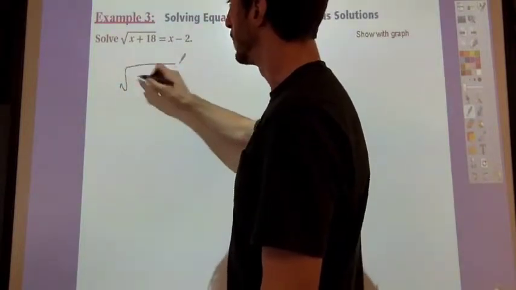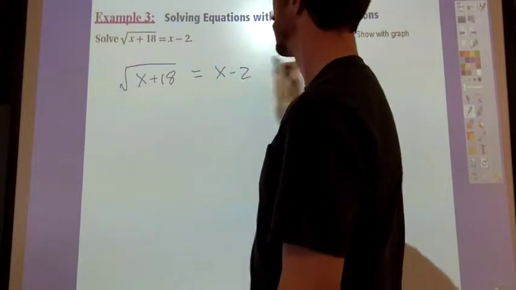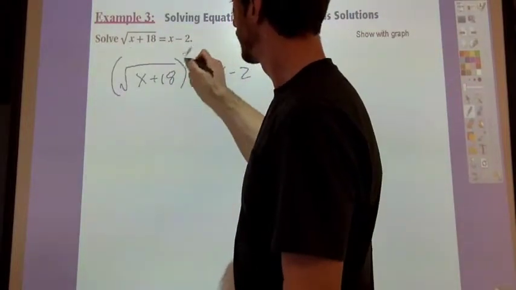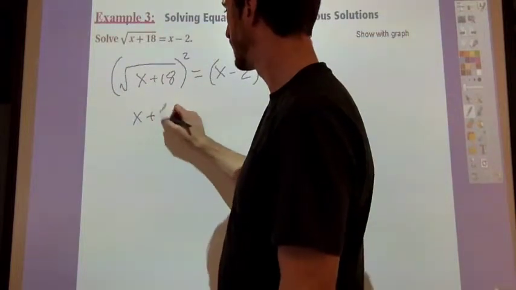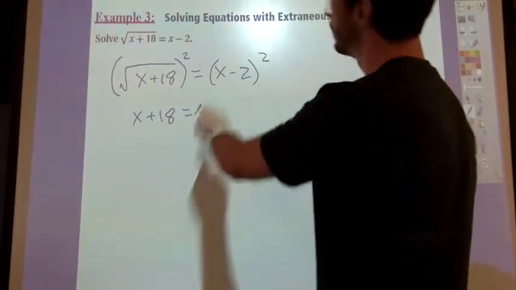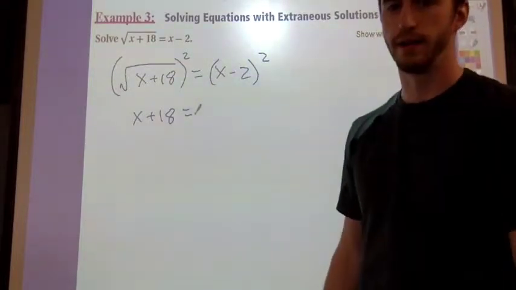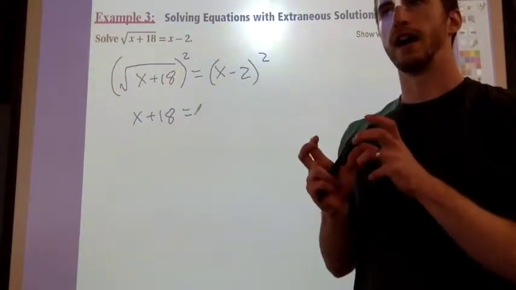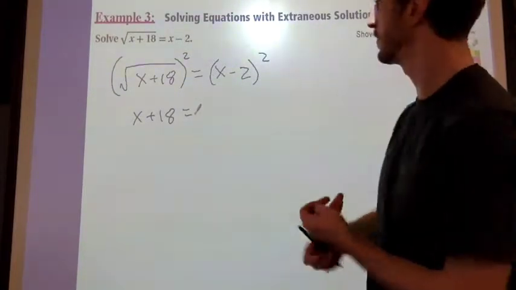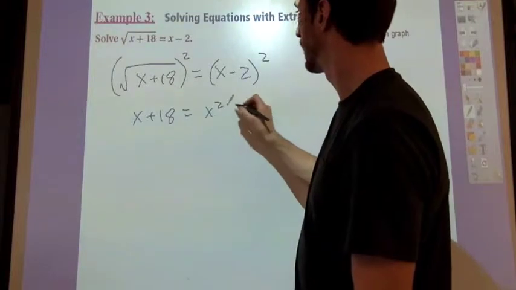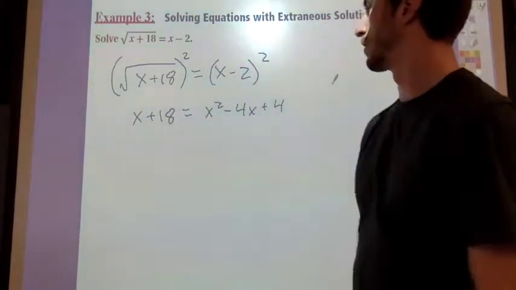We've got the square root of x plus 18 equals x minus 2. To get rid of these radicals, I'm going to square both sides. Now I have x plus 18 equals x minus 2 squared. So I have to FOIL this, right? Because it's x minus 2 times x minus 2. And I get x squared minus 4x plus 4.